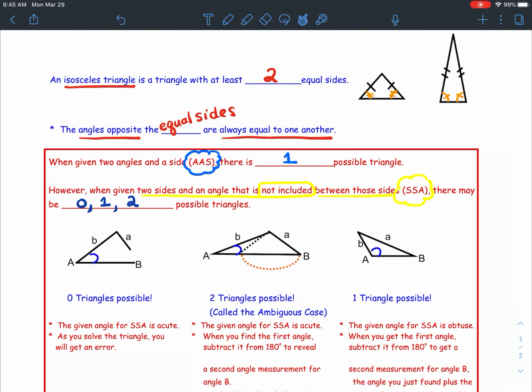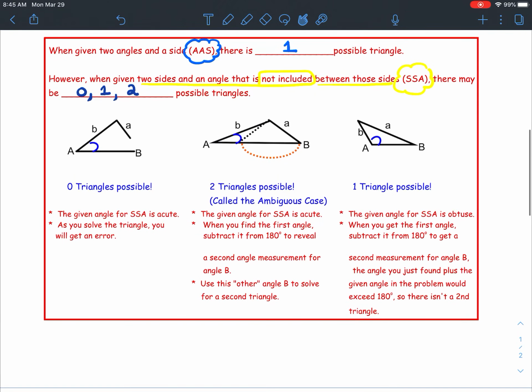Okay, so I want to look at each of these three scenarios, and this is where this can get a little bit tricky here. So I want to start over here on this left-hand side. I'm going to just highlight to make this a little bit more obvious. Remember, this situation is side-side angle. So what that means is the problem is going to give you the length of one side, the length of another side, and then the problem is going to give you the measurement of an angle. Notice the angle that they gave you was not the angle included in between the two sides. That's why we call this side-side angle.